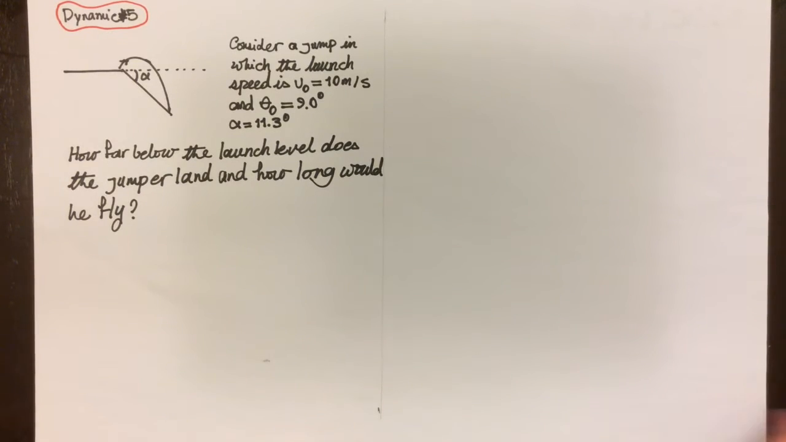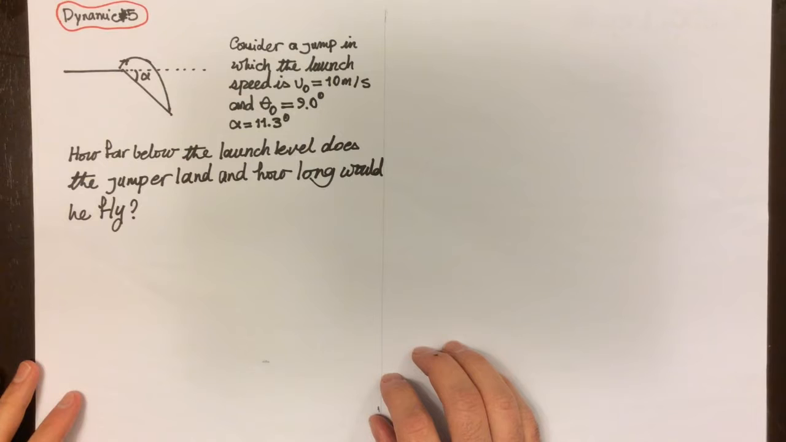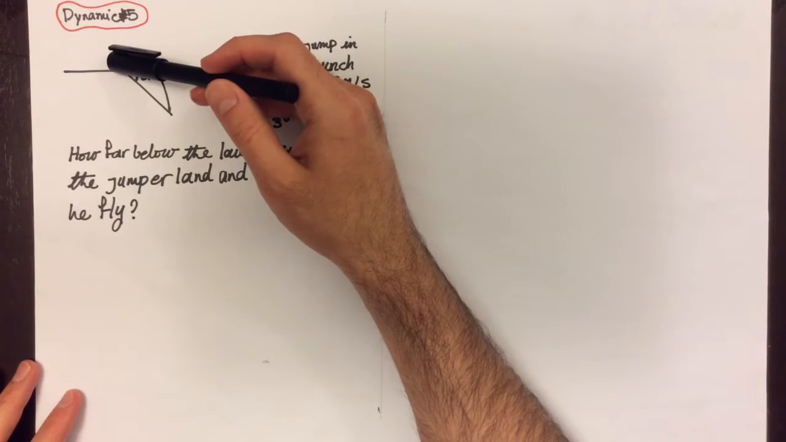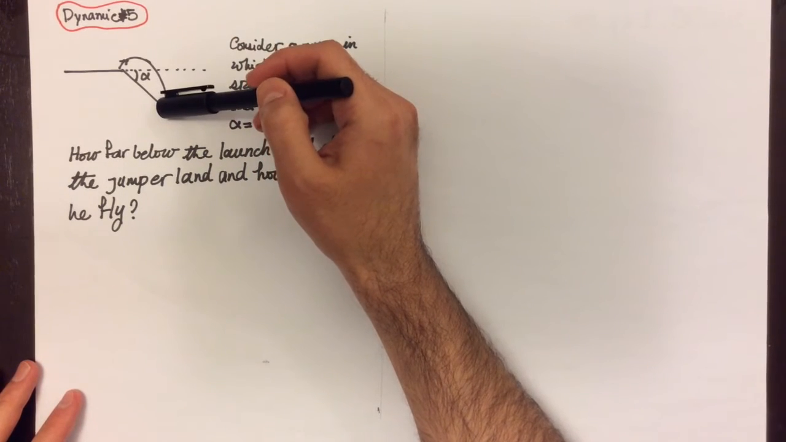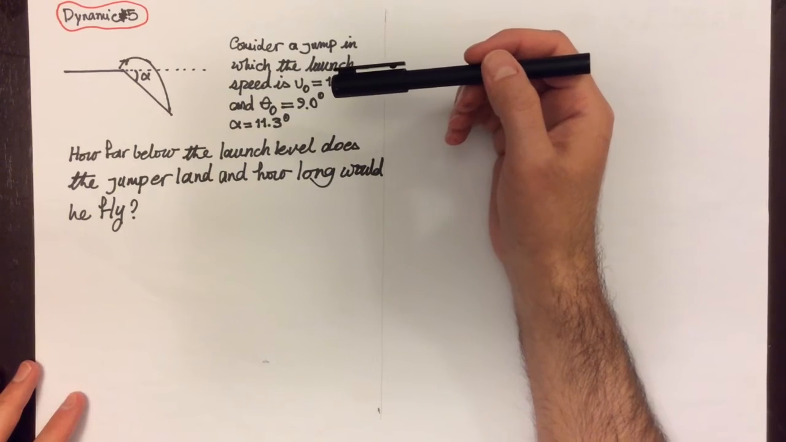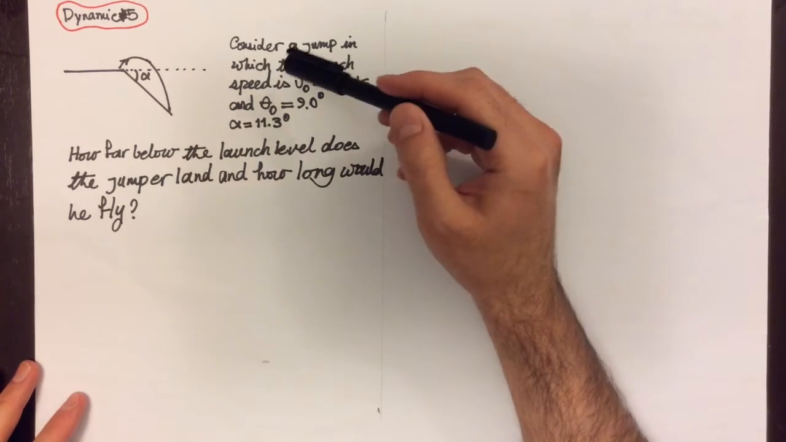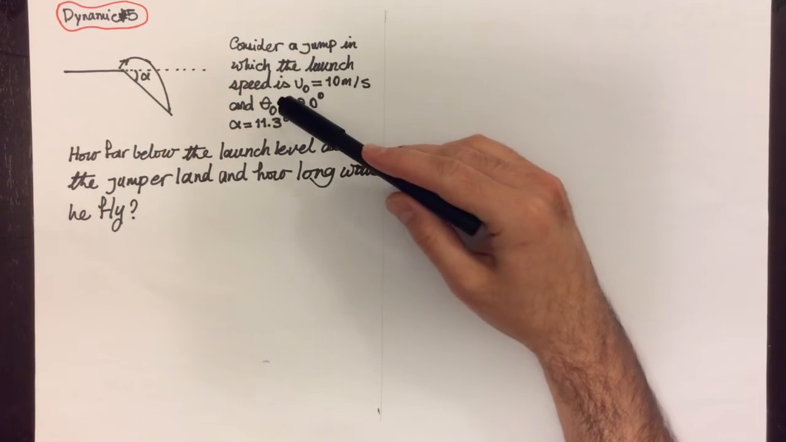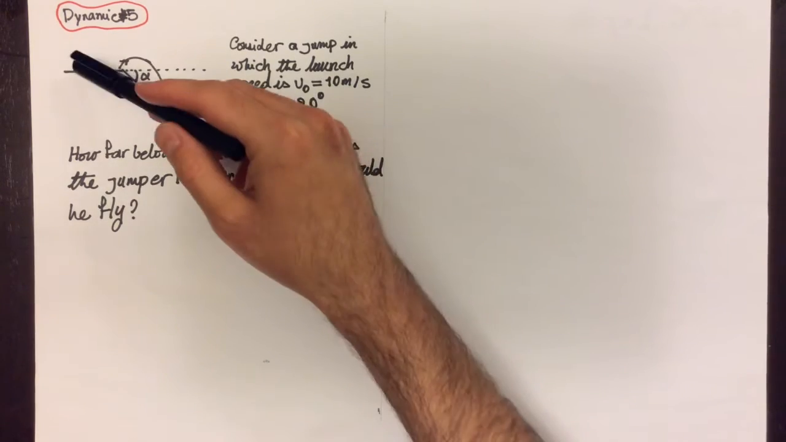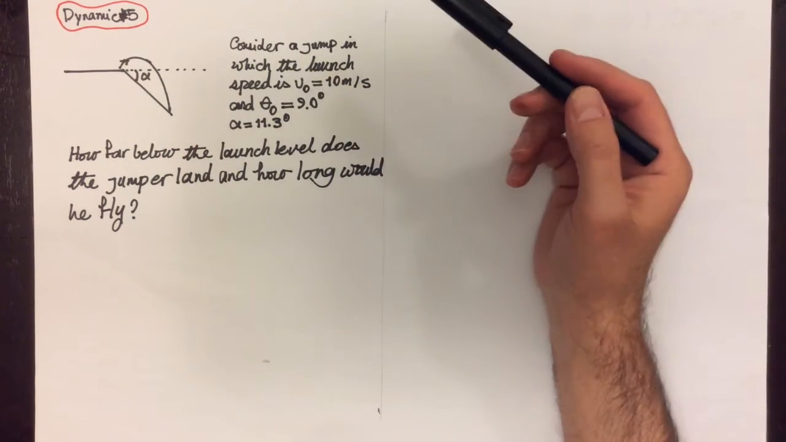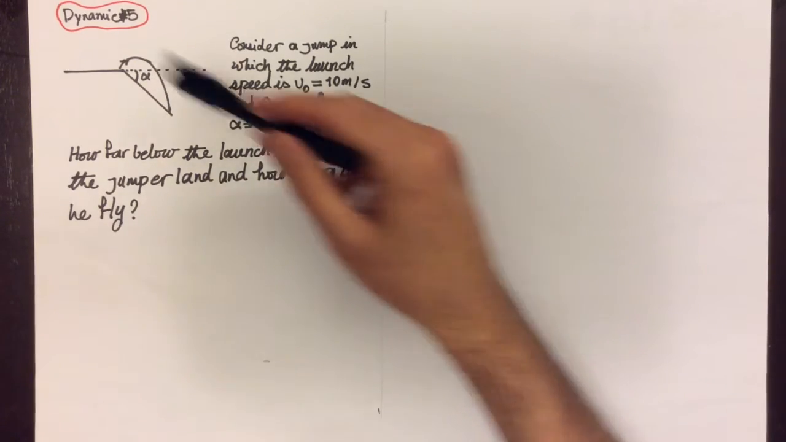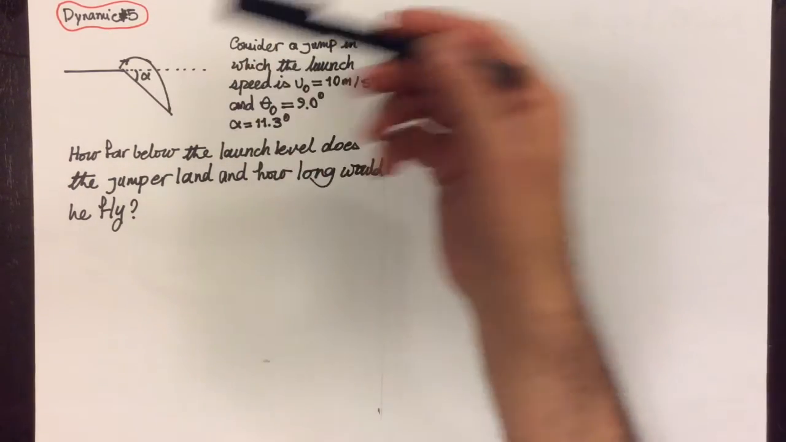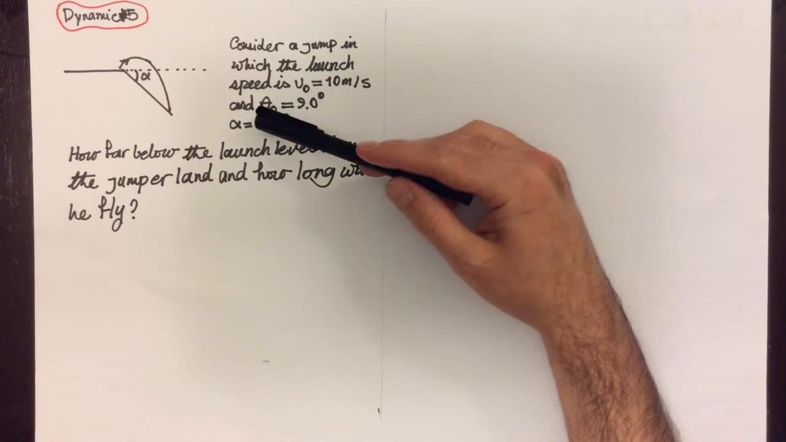This problem involves two-dimensional point mass kinematics. We have this skier who jumps from the edge and lands at this point. The launch speed is 10 meters per second. The launch angle is 9 degrees with respect to the horizontal axis. And alpha is 11.3. Forgive my drawing, the figure is not drawn to scale, but it is 11.3.